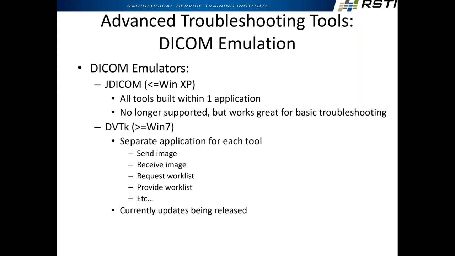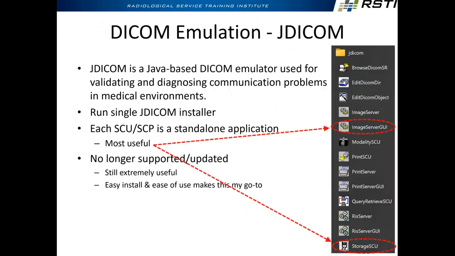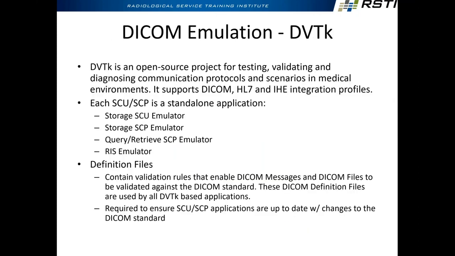The thing I don't like about DVTK is you have to install each emulator as its own program. Storage SCU is a program, SCP is a program, print, worklist, they're all separate programs. And you have to have definitions to update them for modern DICOM. So the advantage of DVTK is it is being released and upgraded currently. But again, for the troubleshooting we need to do, JDICOM is much easier and can do everything we need it to. You don't need to get down to the PACS guy level.